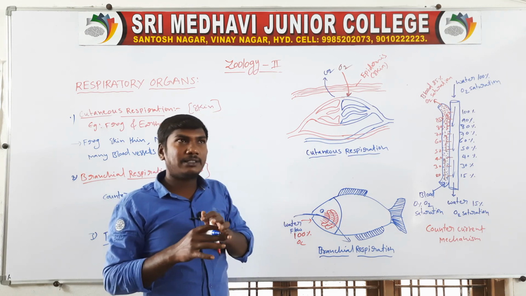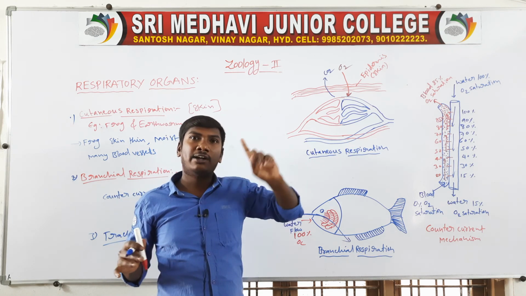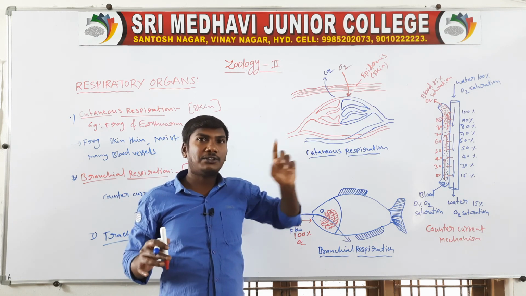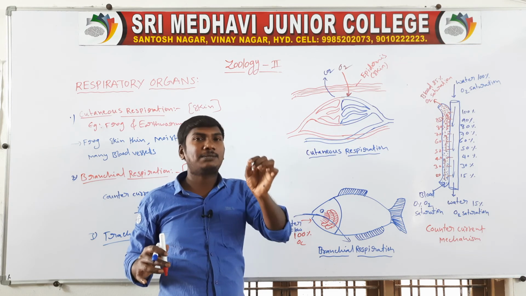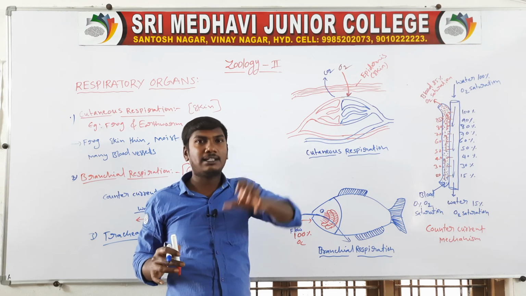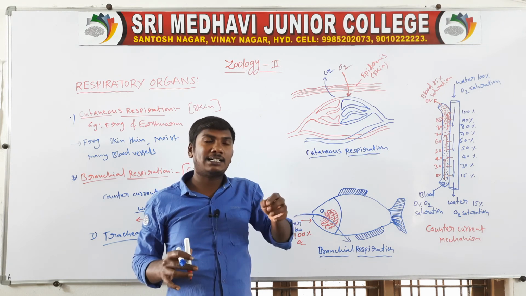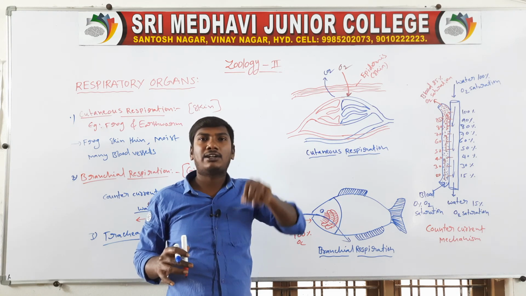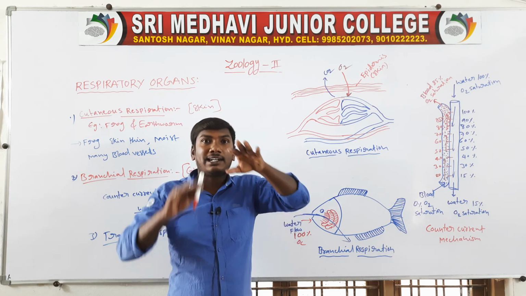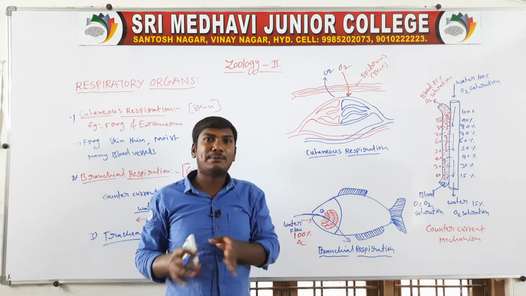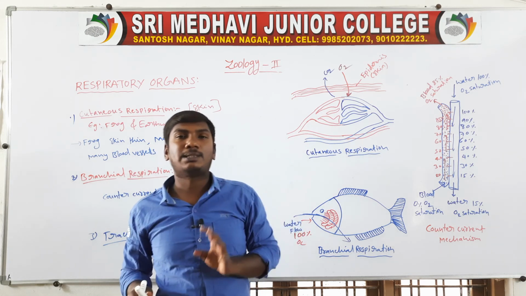In the first year we already discussed the cockroach respiratory system. That respiratory system is the tracheal respiratory system, with spiracles, trachea and tracheoles. So these are the tracheal tubes. That entire respiration is called tracheal respiration.